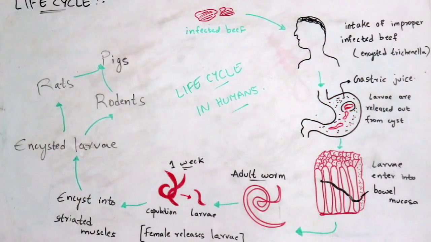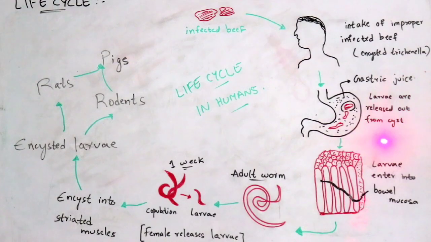We all know that the stomach consists of gastric juices and pepsin, which are very powerful. So within the stomach, what happens? The larvae are released out due to the exposure to gastric juices and pepsin. The cyst bursts, and the larva comes out of the cyst.